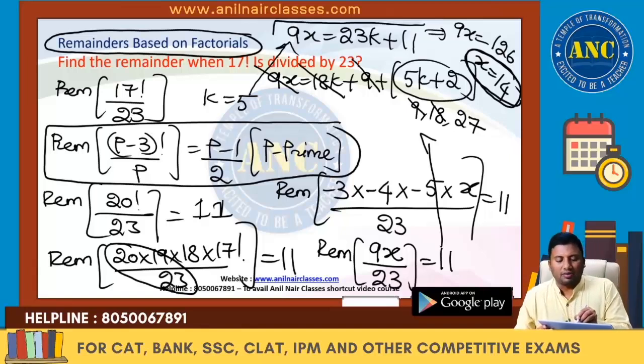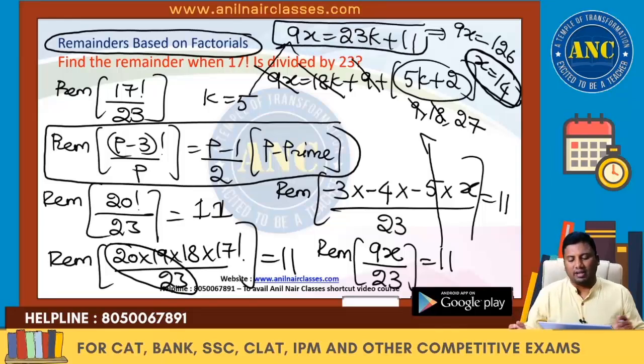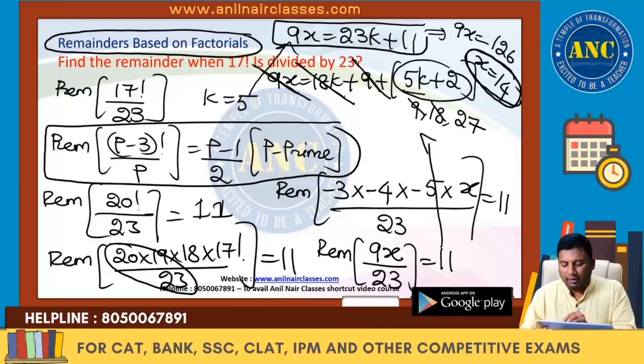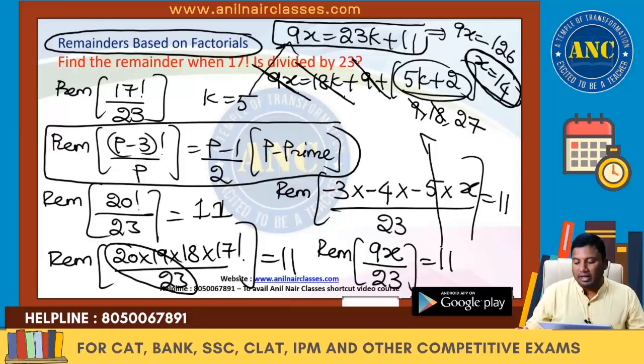9x is 23k plus 11. 9x is 18k plus 9 plus 5k plus 2. 18k plus 9 is divisible by 9, so 5k plus 2 should be divisible by 9. The only value which is of the form 5k plus 2 and divisible by 9 is 27. K will become 5. Substitute it, you get x value 14. Very good, starting from basics to a high level.